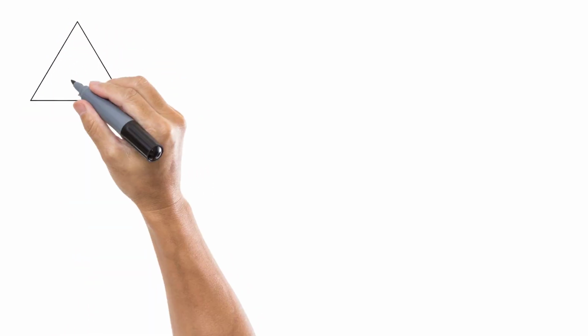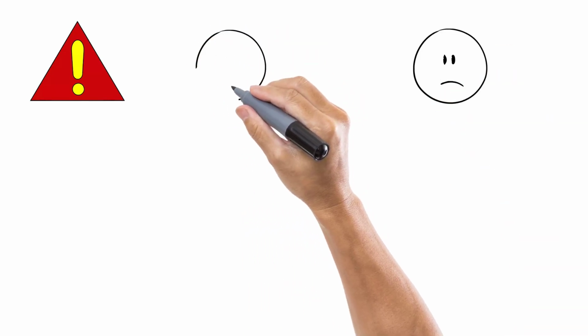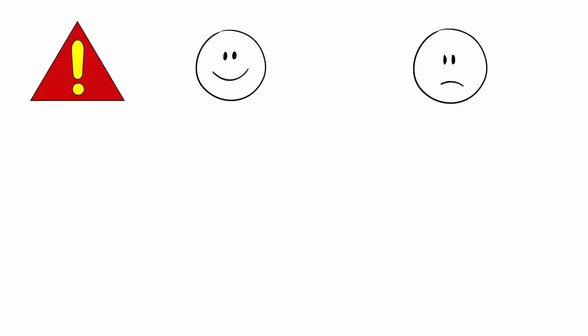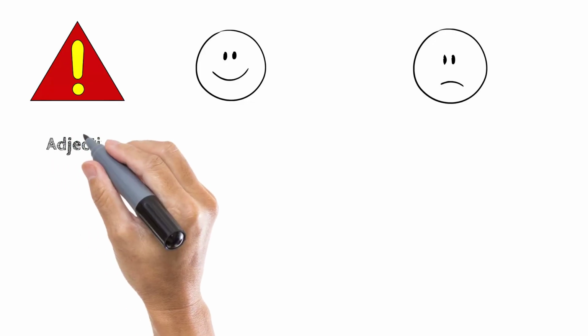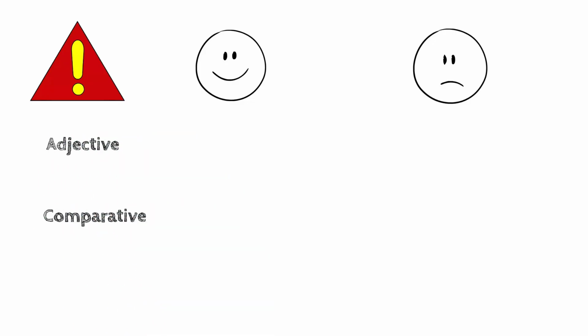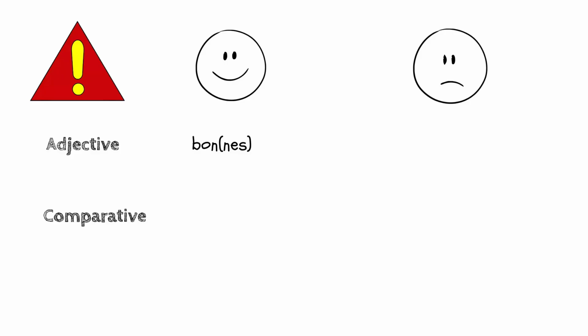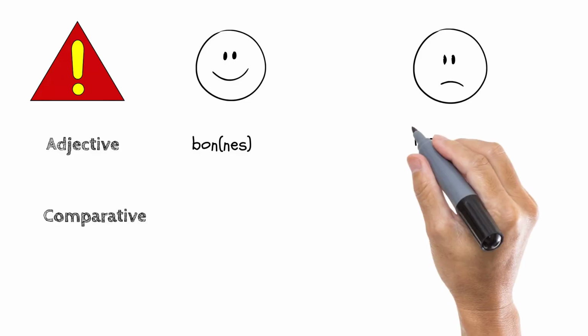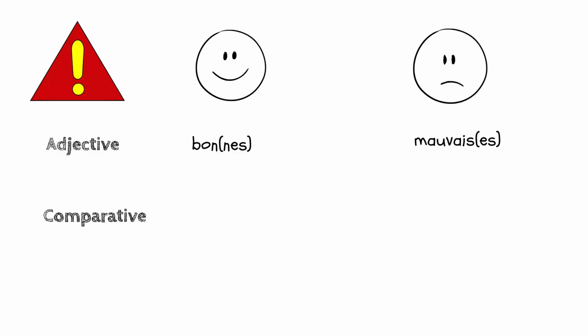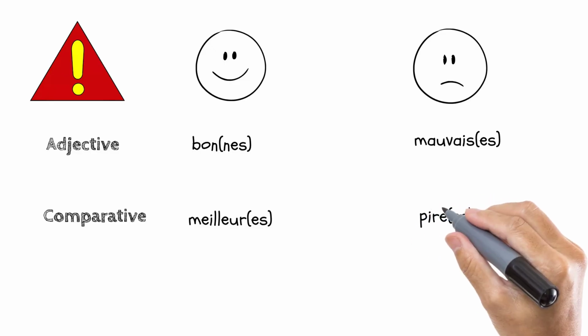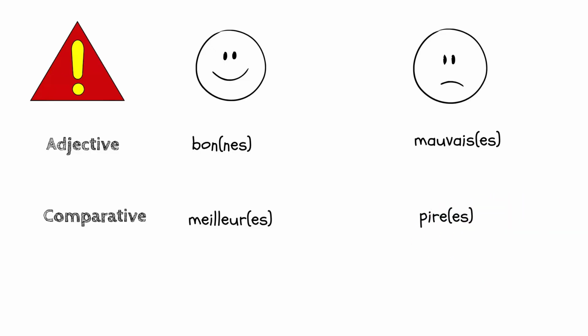Now, we do have two adjectives that don't quite behave in the same way as the others when we make them into comparatives. And they're two adjectives that we use a lot. Our first one is the word for good, which is bon or bonne. And our second one is the opposite, mauvais or mauvaise. And in English we wouldn't say more good or more bad, we would say better, which in French is meilleur, or we would say worse, which is pire in French. We still need the agreements, E and S.